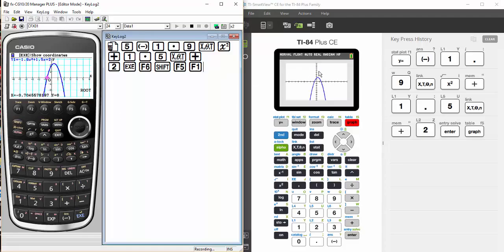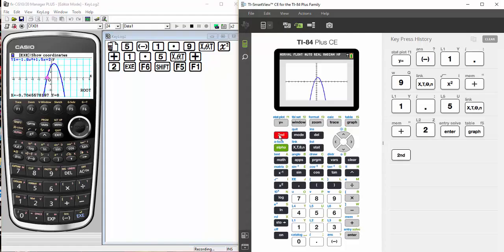Let's go over here and get that same root on the TI. On the TI, I'm going to do the same step. I need to do the calculate. So to get to that, I'm going to hit second instead of shift, then calculate. Now I get a list of options. I want the 0, which is what I'm looking for here. So I'm going to choose 2.